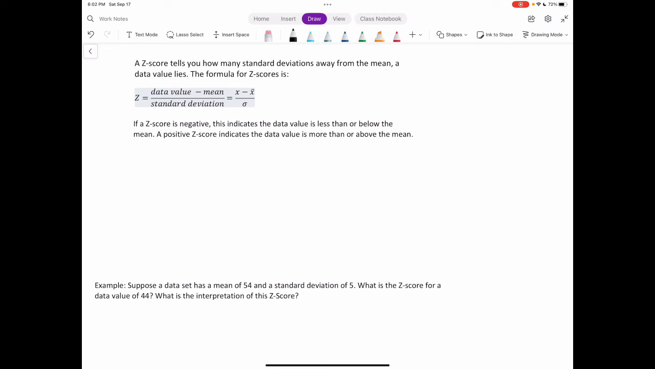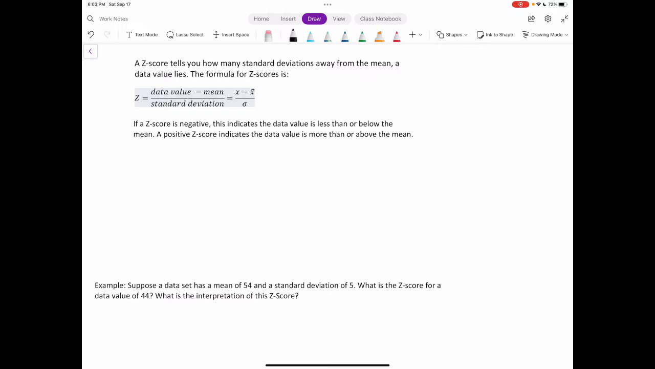All right, in this video, we're going to go over the concept of a z-score. So a z-score tells you how many standard deviations away from the mean a data value lies. Think of the z-score as being like a distance away from the mean, and its distance is measured by the standard deviations.